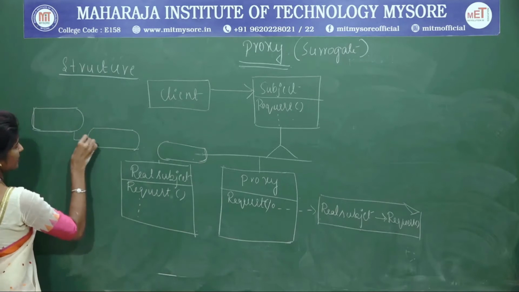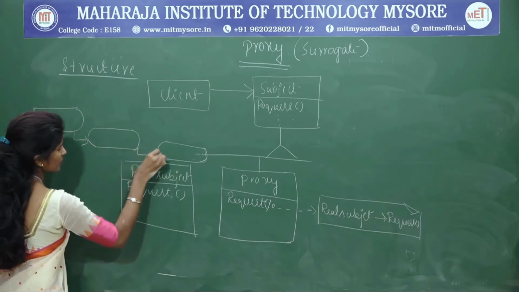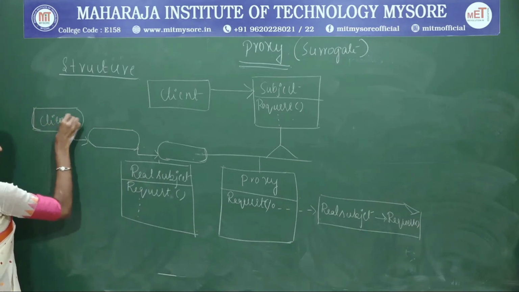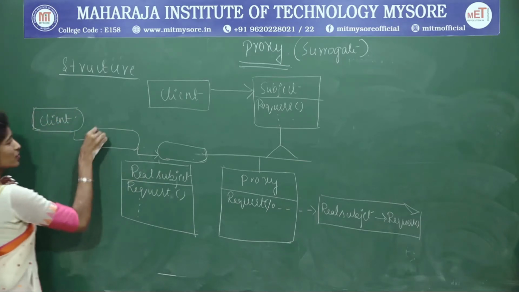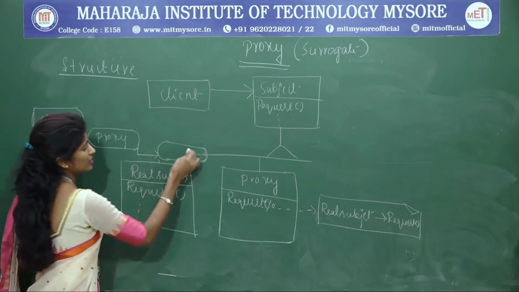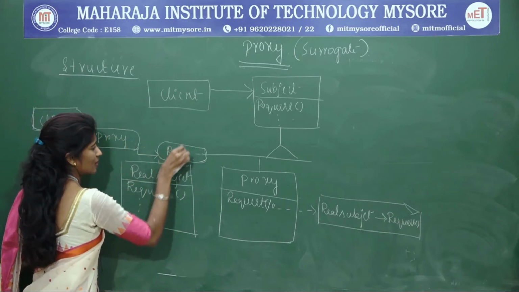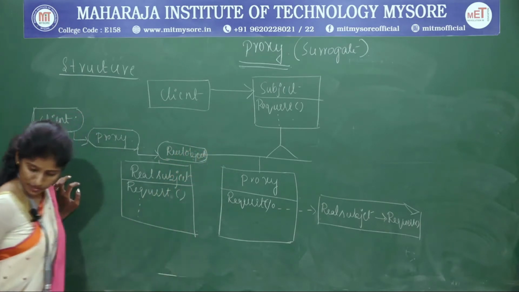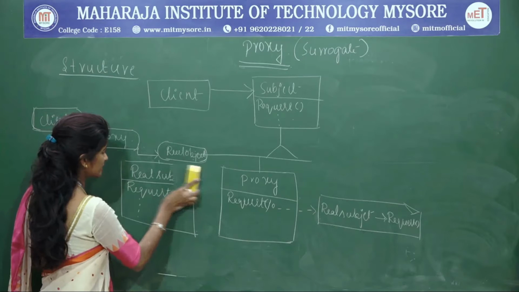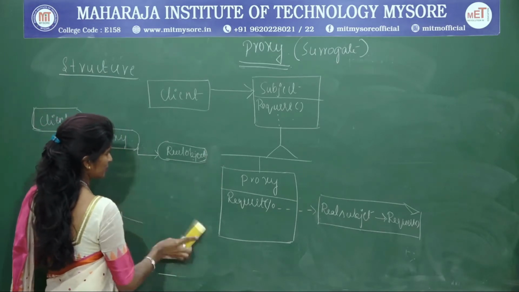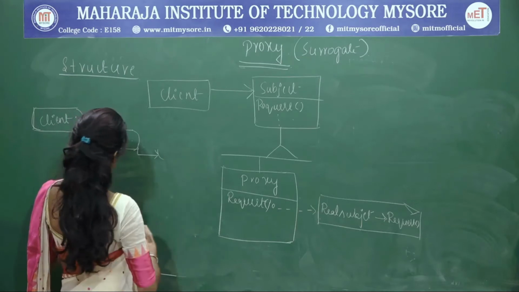I explained a diagram like this, no? So this will be your client now. Here comes your proxy. Here the real object. This I explained in the motivation diagram. So you can better understand now.